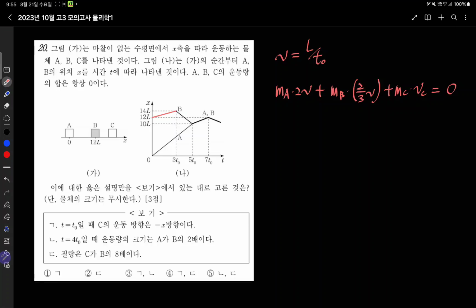So that means, because the momentum of A and B is positive before the collision, to make the sum 0, the momentum of C should be negative. That means C was moving left before collision. So the first statement is right. C's direction was negative x when t is t0.